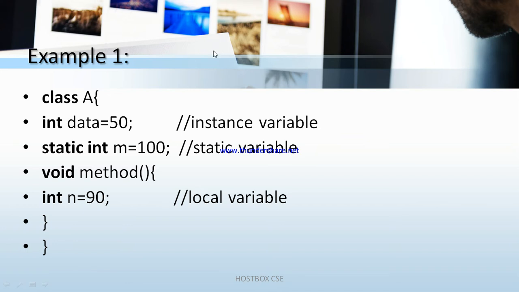Then come to the example, where we can use the variables. For example, I am going to write a program, class A. I am giving int data equal to 50, then static int m equal to 100. That is, the first one is the instance variable, data equal to 50. Then static int m equal to 100 is the static variable. And in a void method, inside it I am writing int n equal to 90. This is called a local variable. So like that you can use them.